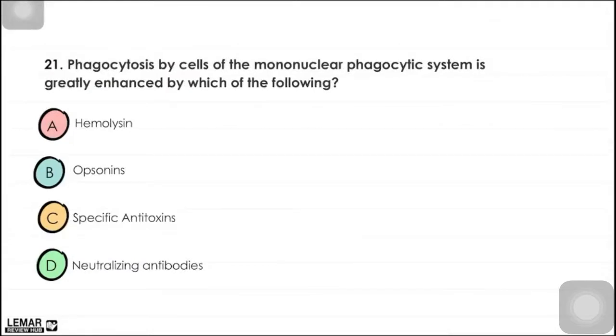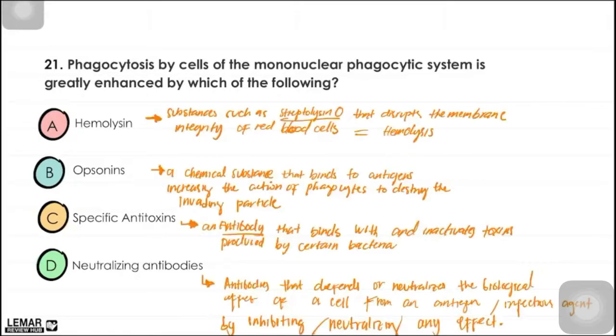21. Phagocytosis by cells of the mononuclear phagocytic system is greatly enhanced by which of the following? Letter A, hemolysin, B, opsonins, C, specific antitoxins, or letter D, neutralizing antibodies. So let's define first the given terms. We have letter A, hemolysin. These are substances such as streptolysin O. As we can recall, streptolysin O is produced by most group A streptococci.